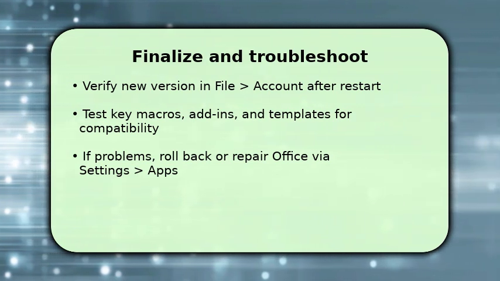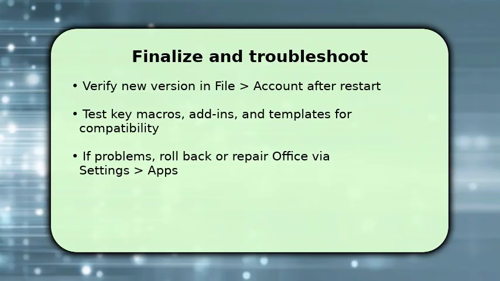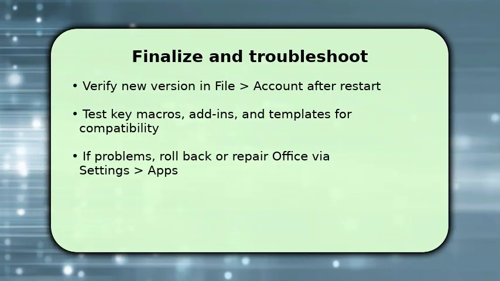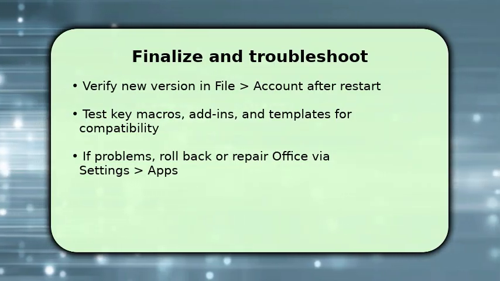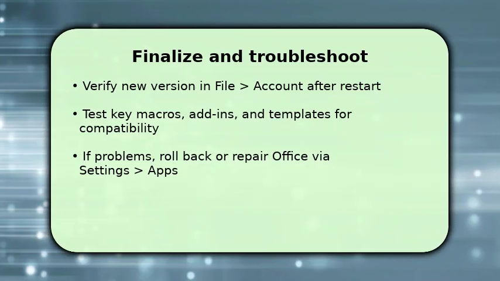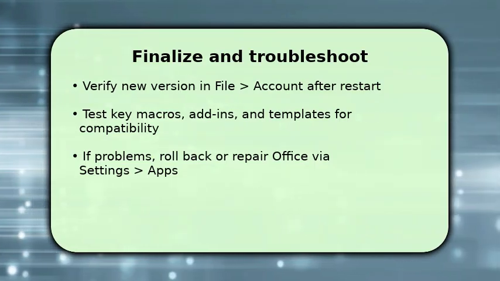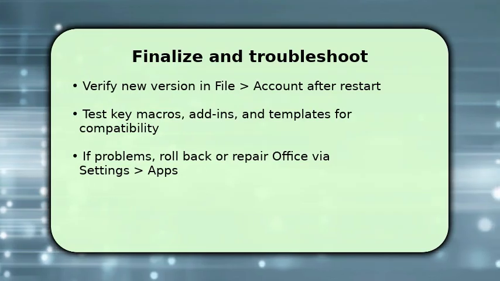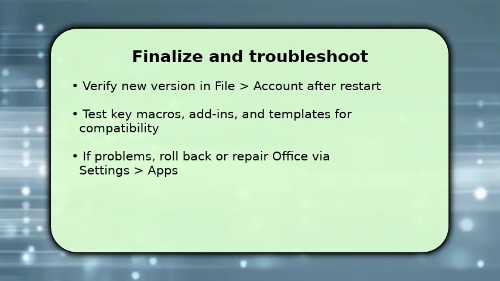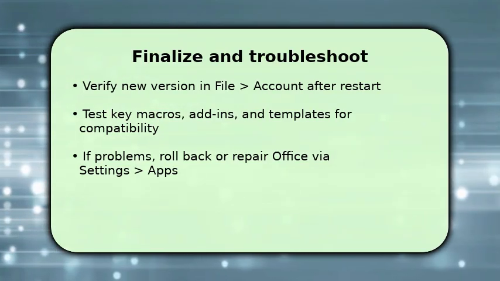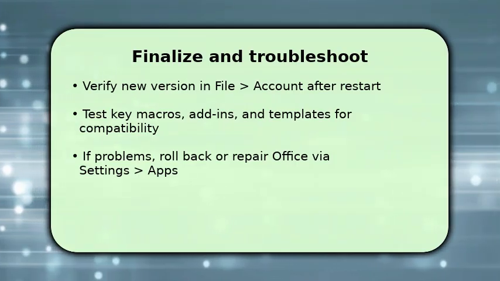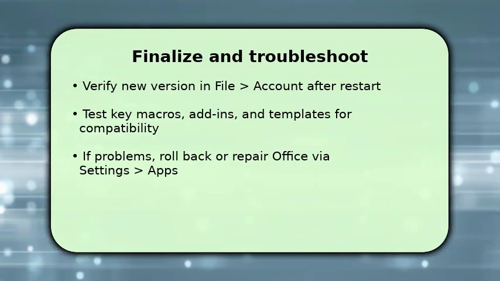confirm success. Next, test critical macros, add-ins, and templates to make sure they behave the same. Compatibility issues are why you backed up files. If something breaks, run a quick Office repair via Settings, Apps, Modify, Repair, or use Windows System Restore to roll back. This resolves most post-update issues and gets you back working without losing data.